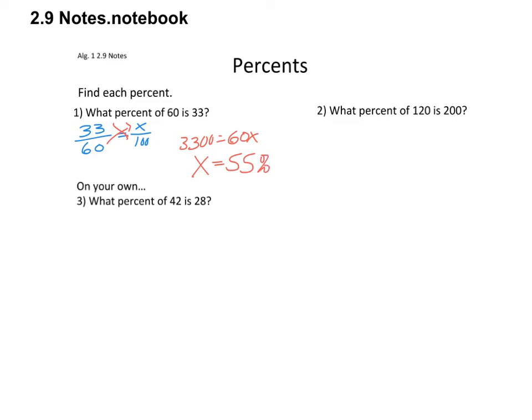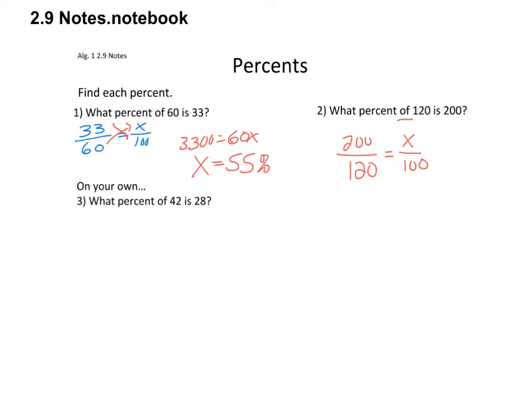All right. So on number 2, what percent of 120 is 200? Now, when we see this word "of" right here, that's going to tell us how we're going to set this one up. Might seem kind of funny to you, but here's what we're going to do. We're actually going to put 200 in the numerator over 120, and that is going to be equal to the ratio of x over 100.